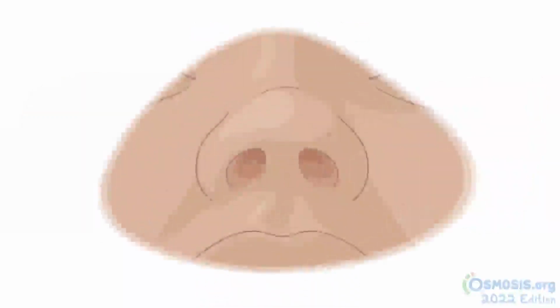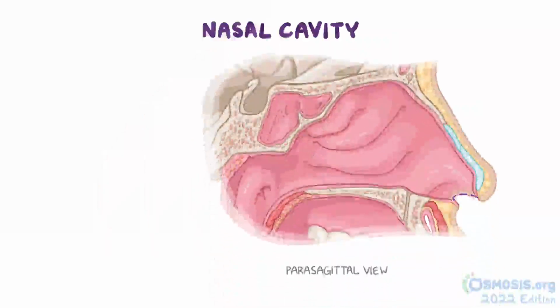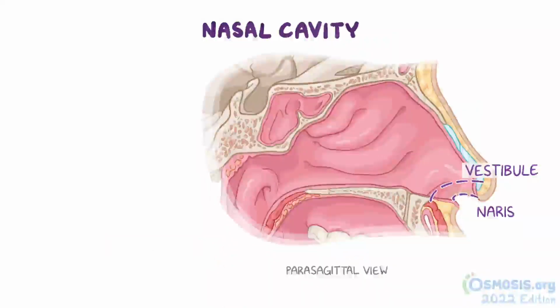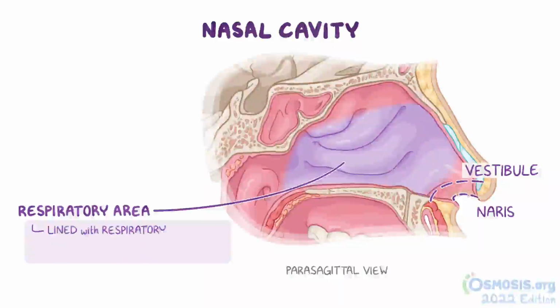Let's take a peek inside the nose now. As we enter the nasal cavity, we first pass through the nares into the nasal vestibule, which is lined by skin. Moving deeper past the vestibule, the nasal cavity is no longer lined with skin, but with nasal mucosa. The inferior 2/3 of the nasal mucosa is known as the respiratory area, which is lined with respiratory epithelium and is responsible for warming the air we breathe and trapping particles.